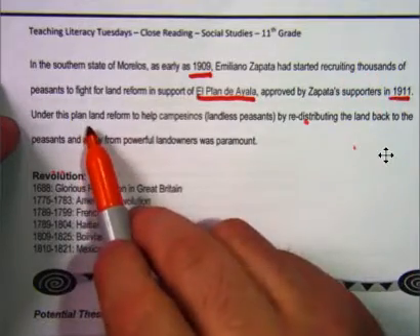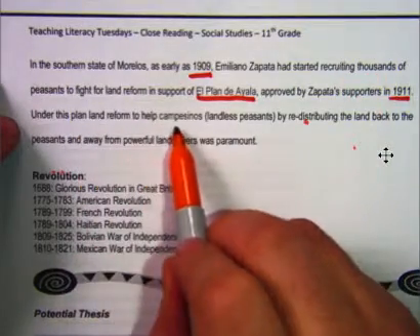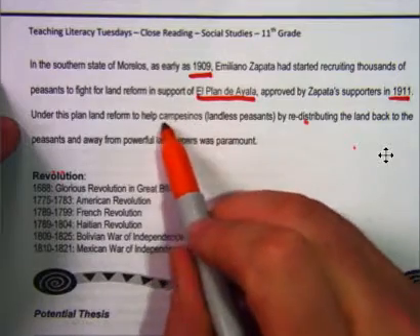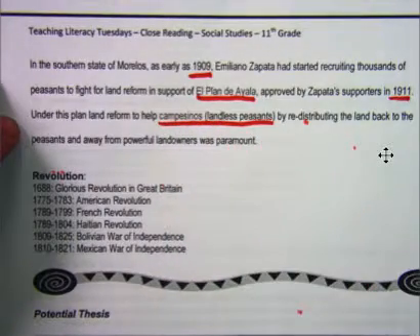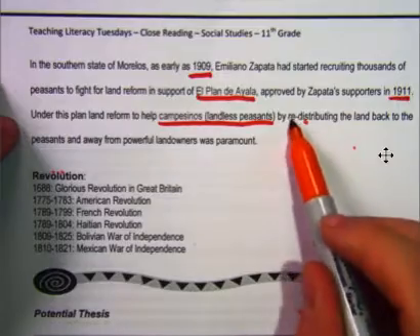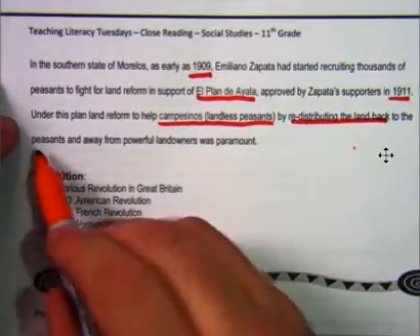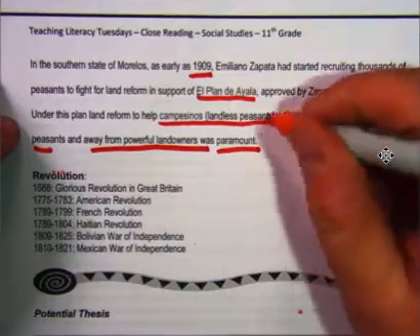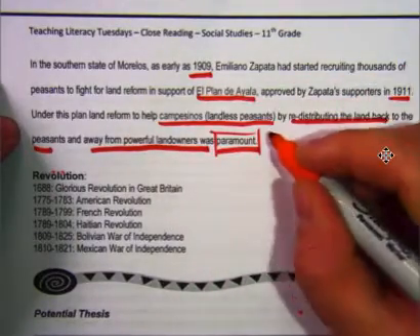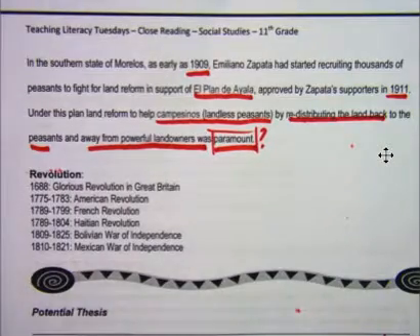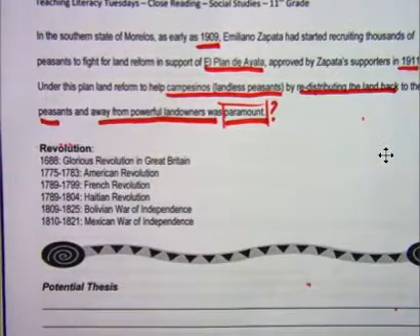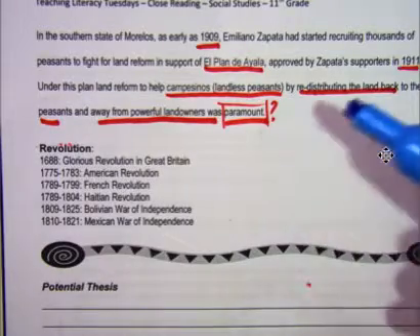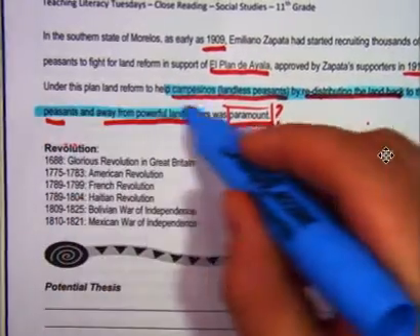Under this plan, land reform to help campesinos, landless peasants, by redistributing the land back to the peasants and away from powerful landowners was paramount. Huh. What does that mean? Okay. So here's another social class, landless peasants, redistributing land away.